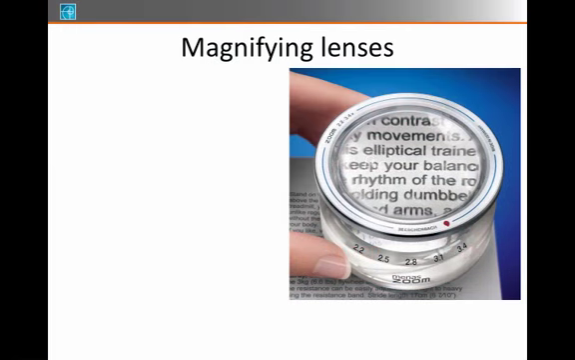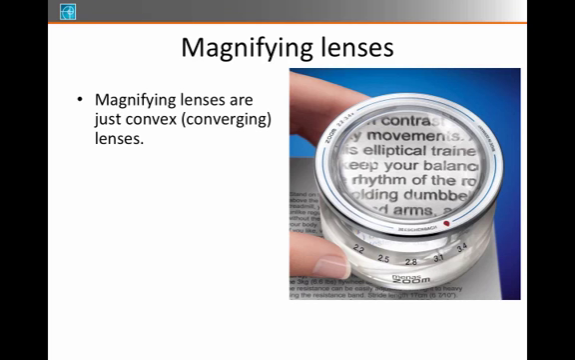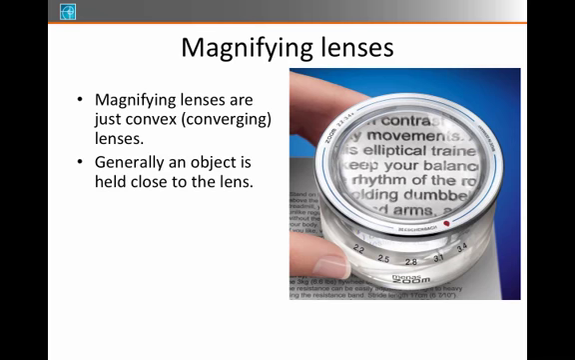Here's an example of a magnifying lens, one that you use for reading. A magnifying lens turns out to be nothing more than just a convex or a so-called converging lens, one which is bowed outward. Generally, you're using a magnifying lens when you're holding it very close to an object and trying to make it larger in your field of view.